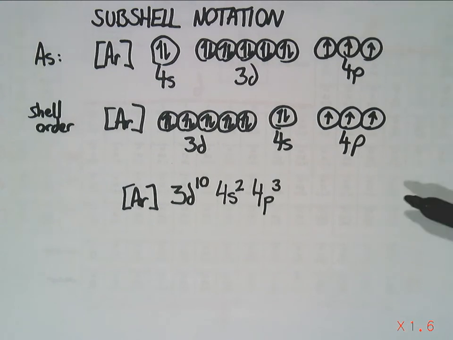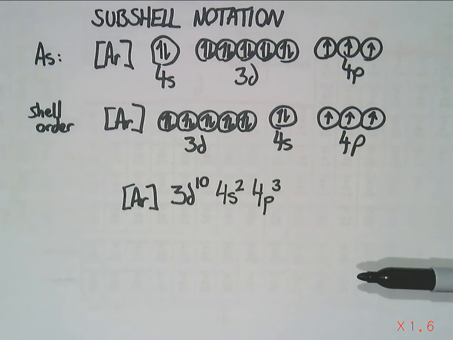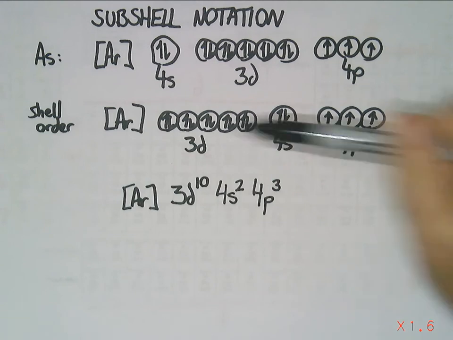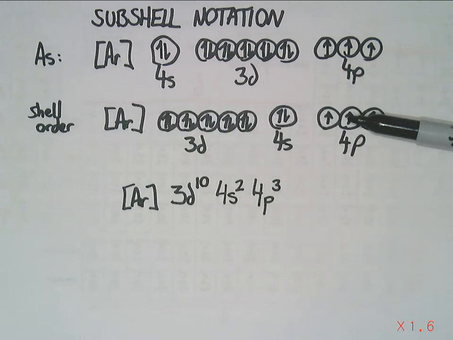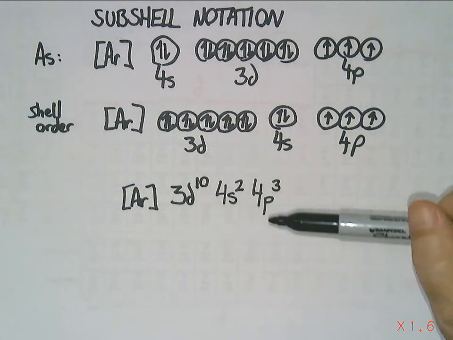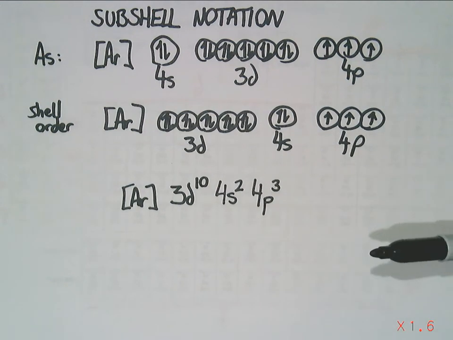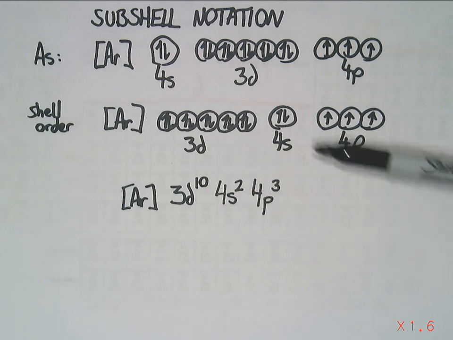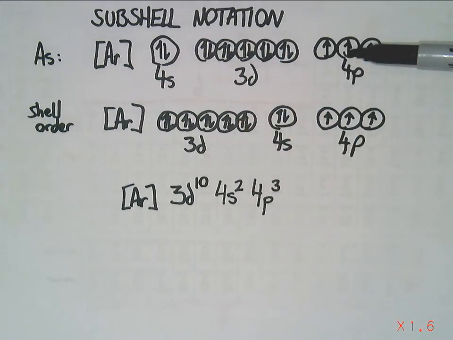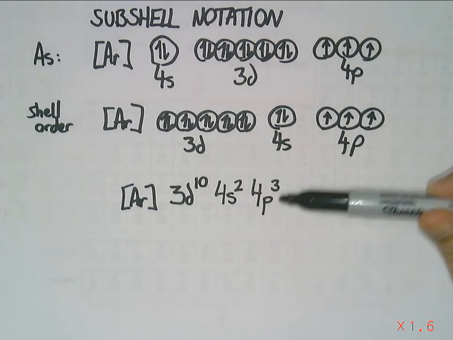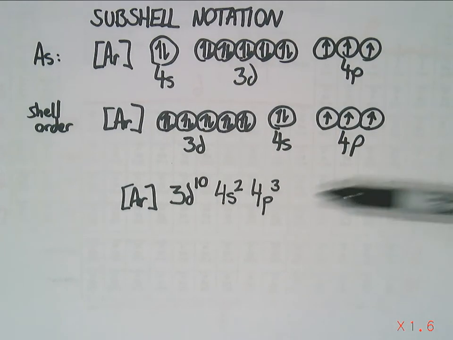So now you can, depending on what they ask you for, write either an orbital diagram or write the configuration in subshell notation, which is a little bit quicker. It can be either in fill order like this one was, or it can be in shell order. I put it in shell order, but it doesn't have to be.